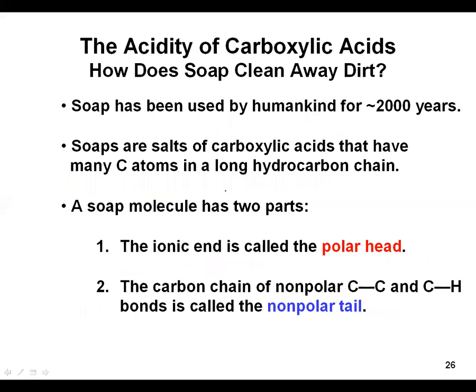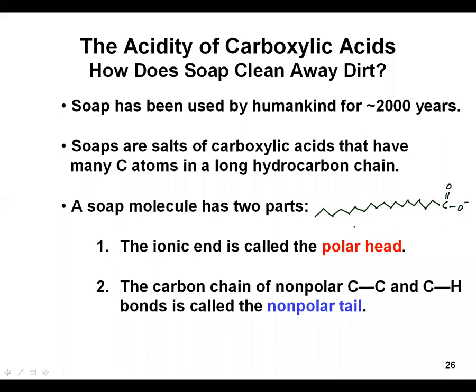Now, soap is basically salts of carboxylic acids. So they have a really long chain of carbons and hydrogens, and carbons and hydrogens are essentially nonpolar. And the front part of a salt is polar. So if you just try and draw soap organically, it's just a long chain of carbons and hydrogens. And then at the end, it has this carboxylic acid group that has lost the H.